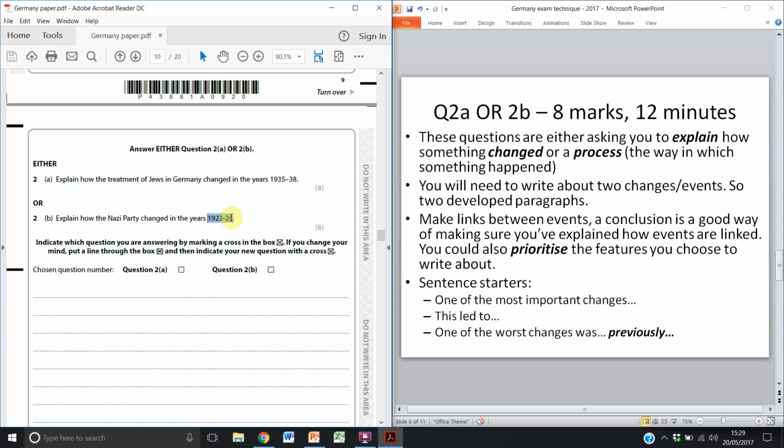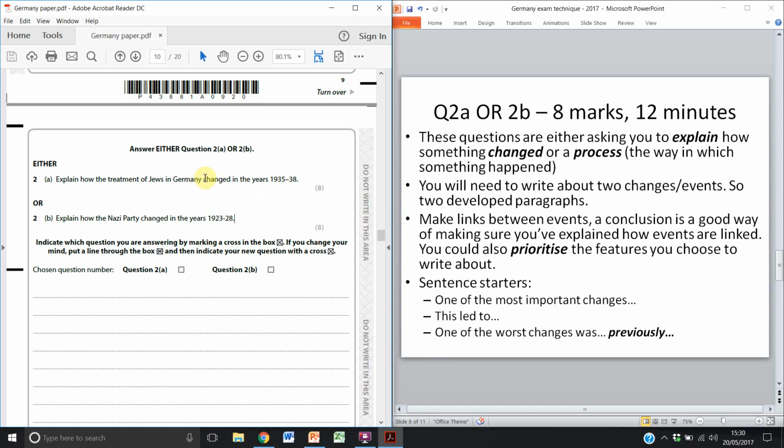Again, look at these years here, 1923 to 1928. So 1923 would be the Munich Putsch, up till 1928, just before the Wall Street crash. And that is the same with any other question. If there are any dates, take your highlighter in that exam, highlight the dates in the question, and make sure you're thinking carefully about what happened in that period of time.